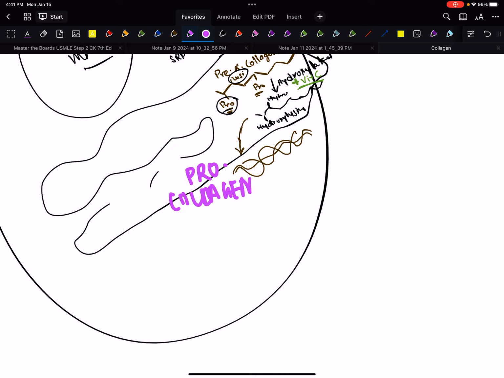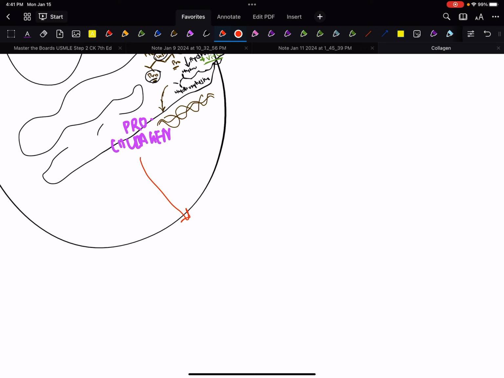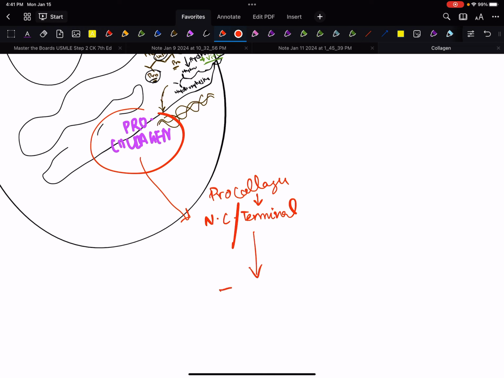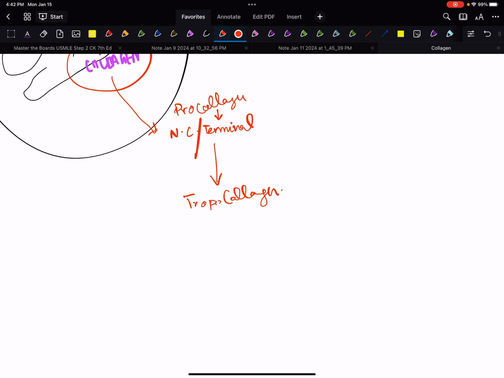Now what happens is that this pro-collagen ends up getting exocytosed, so now it's outside of the cell, with the NC terminal still on it. So we're saying that this pro-collagen came outside and it has this NC terminal on it. Once this NC terminal gets cleaved outside of the cell, this will now be known as tropocollagen.